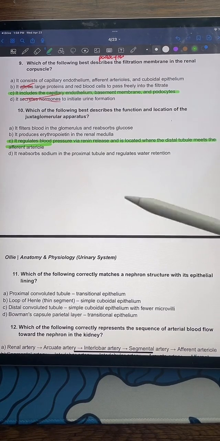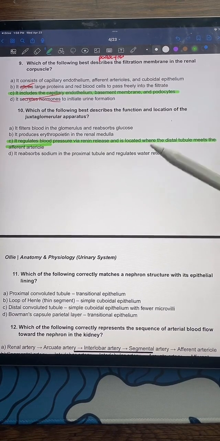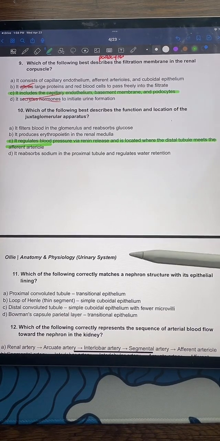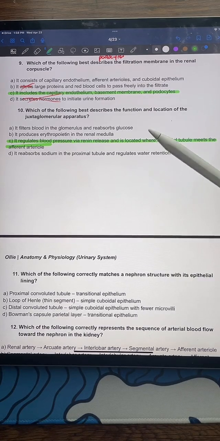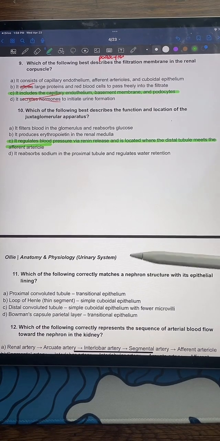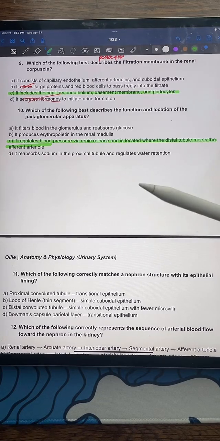The JGA, the juxtaglomerular apparatus, includes our juxtaglomerular cells, which are kind of like the smooth muscle cells in the afferent arteriole, and what's also known as the macula densa. Those are specialized cells in the distal tubule. They monitor blood pressure and the sodium content, which will cause it to release renin to basically regulate our blood pressure.